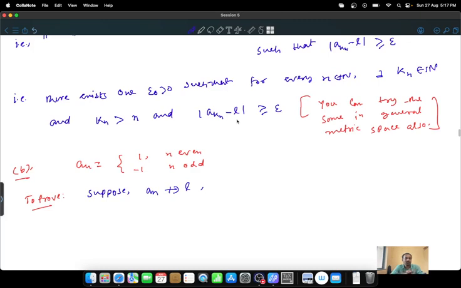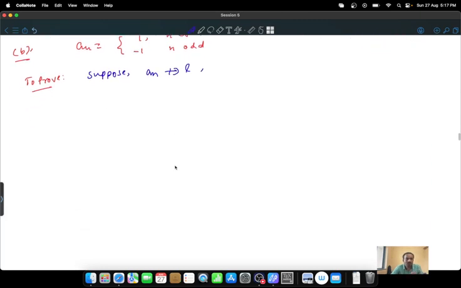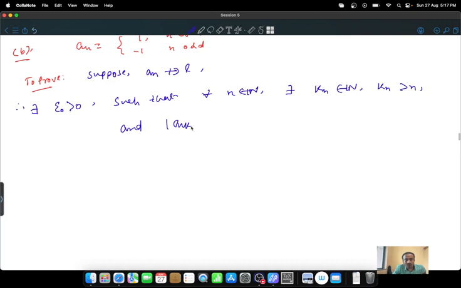Now, okay, let me write again. So there exists, therefore there exists epsilon, a positive number, say epsilon such that for all n belongs to N there exists k_n belongs to N and k_n is greater than n, and mod of a_{k_n} minus l is greater than or equal to epsilon, right? Sorry, epsilon naught, right?